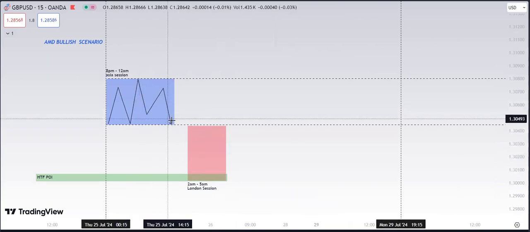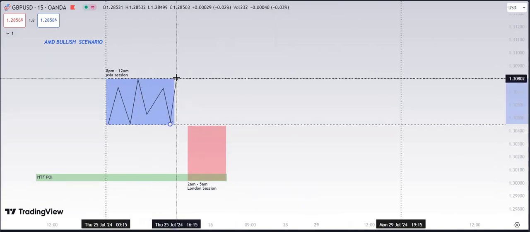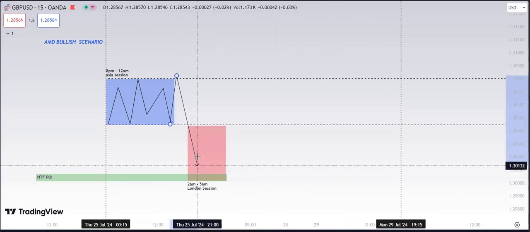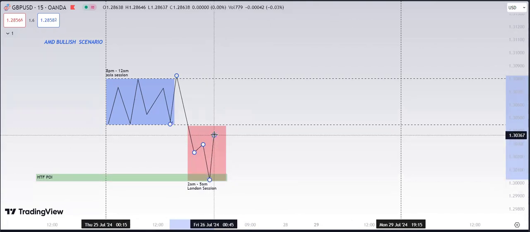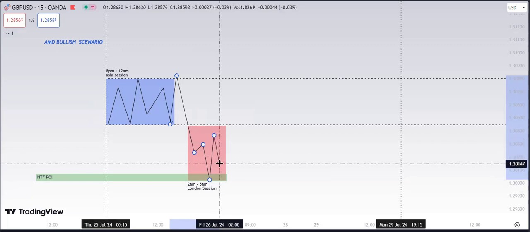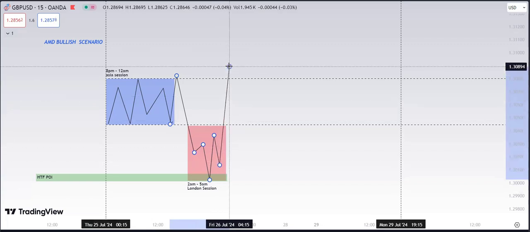Now, like I said, in some situations, price might take out this high before coming back into this zone, into our higher time frame POI, before a break of structure. And sometimes it could come to an OTE here before trying to break the high.